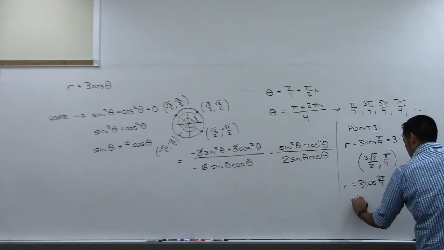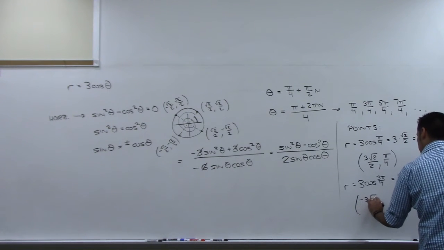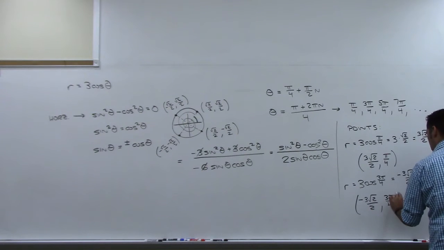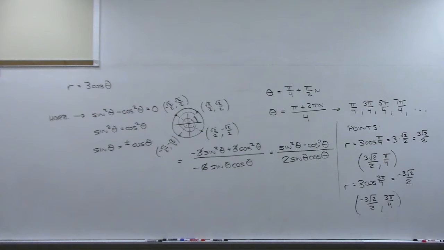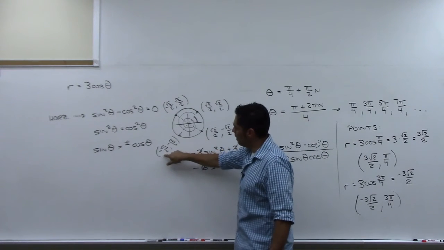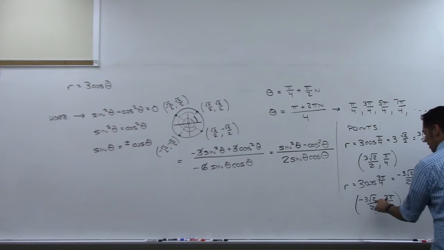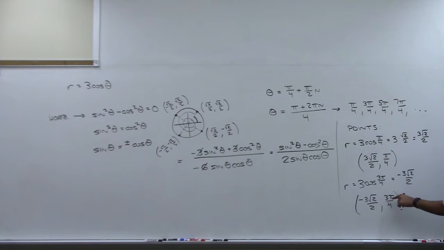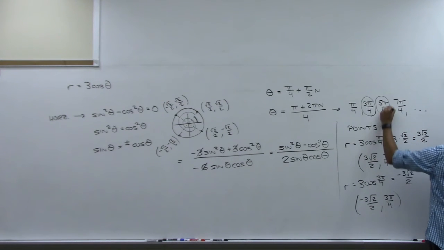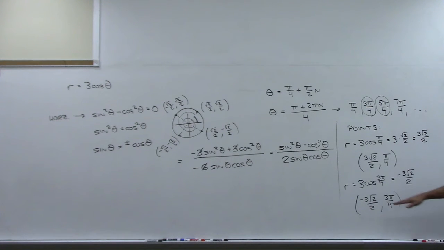And then as a point, it's going to be negative 3 root 2 over 2, then 3 pi over 4. And then when I do 5 pi over 4, cosine, I'm going to be down here, I'm going to get the negative again. So this is happening, right? This point right here, same thing is going to happen here and here, right? Those two are going to give you the same point.